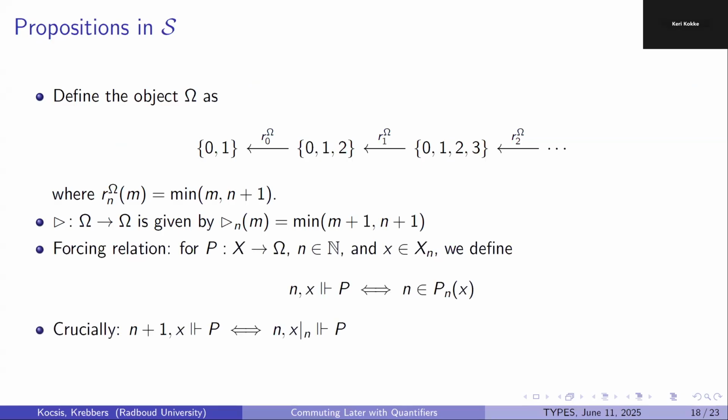And very importantly, this later modality satisfies this property. There's a typo there: the formula later p is true at step n plus 1 if the formula p is true at step n. So it again shifts the truth of a proposition one step into the future.